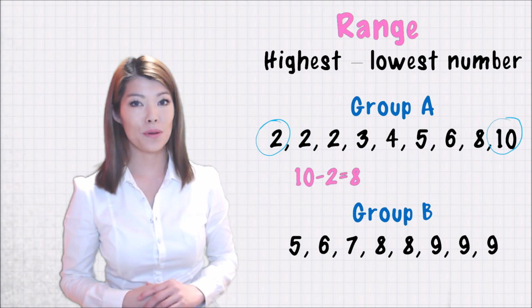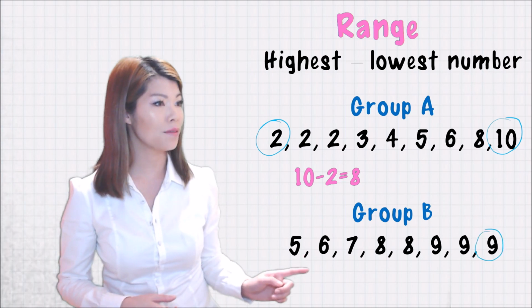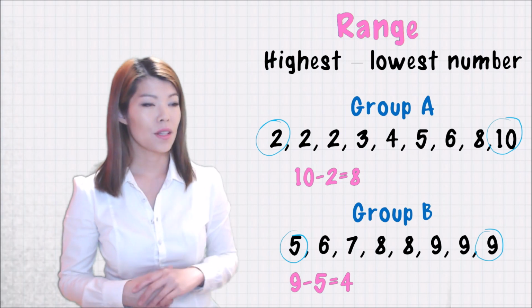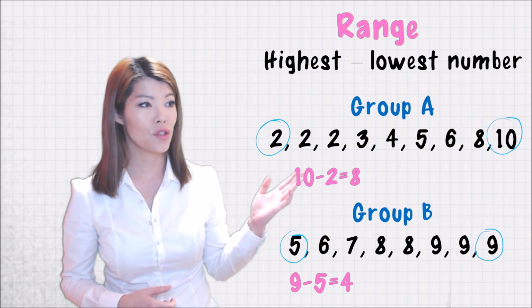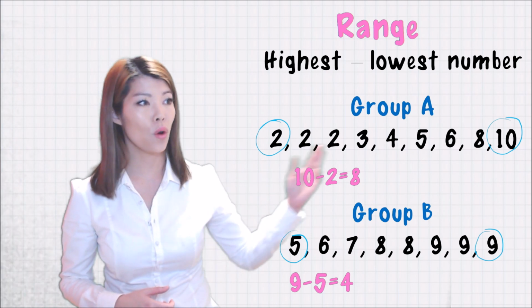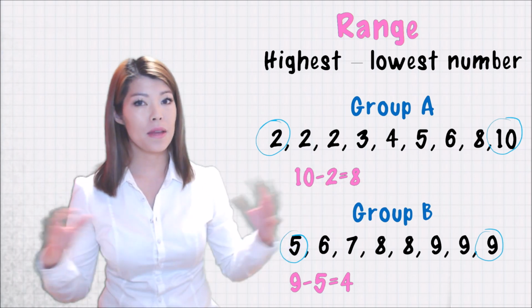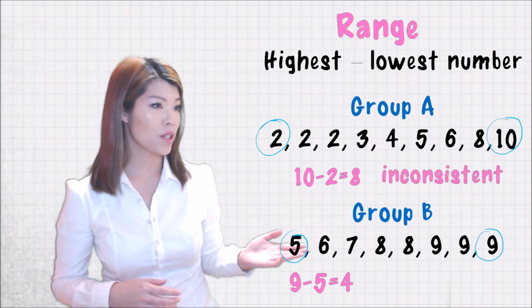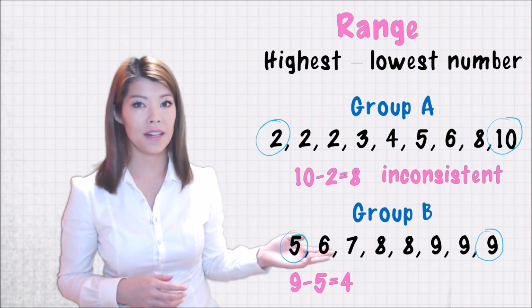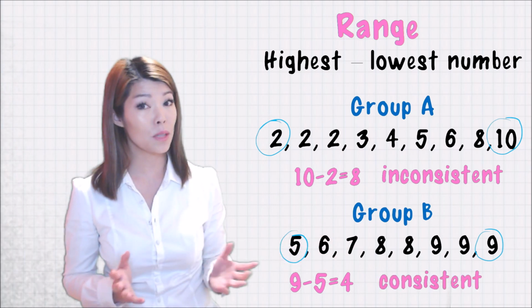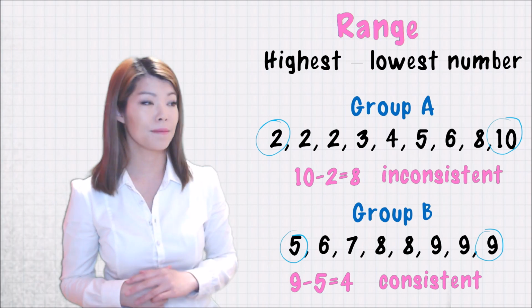We can do the same for group B, so the largest number 9 over there, minus 5, which gives us 4. So what does it tell us? Well, group A students have a range of 8, and we can see from the values that they scored between 2 all the way to 10. So that's a big range. So we can see that the numbers are inconsistent, whereas group B scored between 5 and 9, and you can see from the numbers they're more consistent. So generally speaking, we want a smaller range.